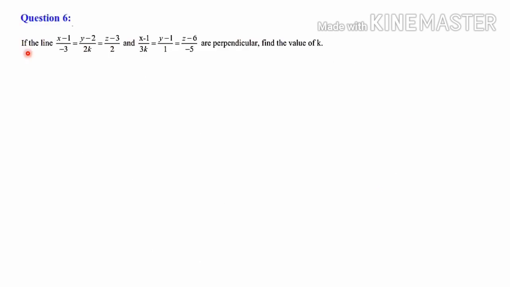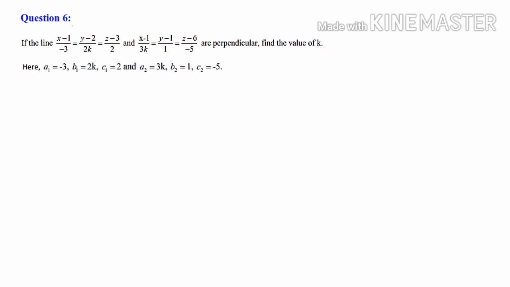Next, move on to question number 6. If the line (x minus 1) by minus 3 is equal to (y minus 2) by 2k is equal to (z minus 3) by 2, and (x minus 1) by 3k is equal to (y minus 1) by 1 is equal to (z minus 6) by minus 5 are perpendicular, find the value of k. So here these two equations are given to us, and one more condition is given, they are perpendicular. So we have to find out the value of k.